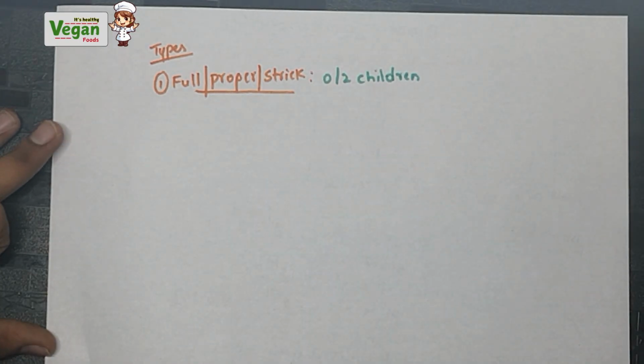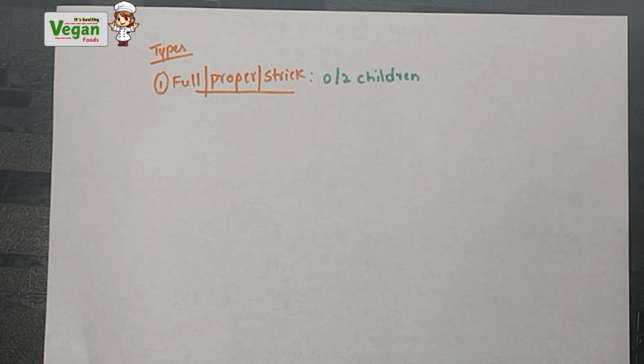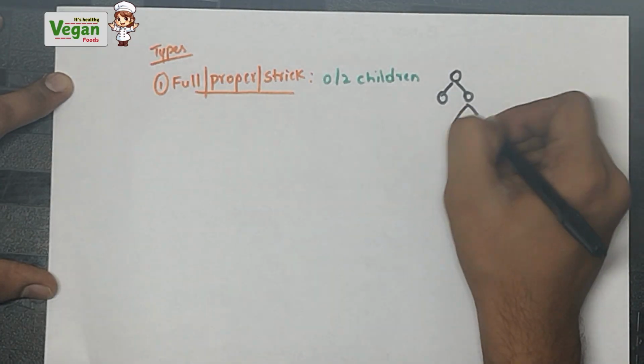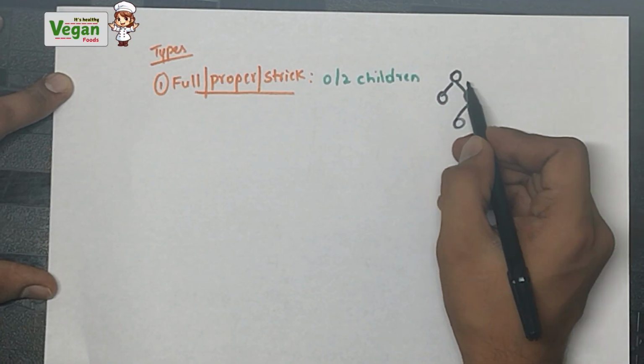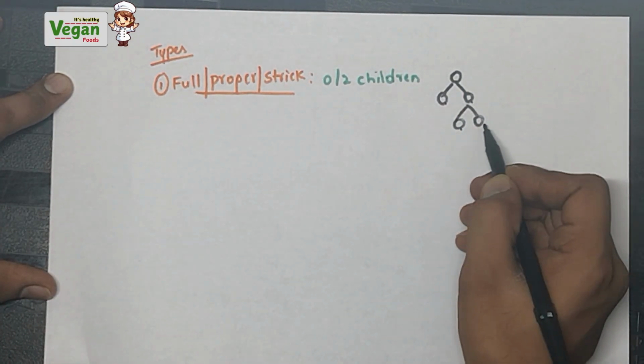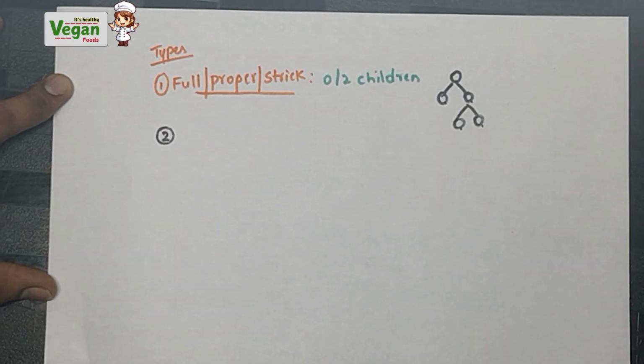I said that in a binary tree you can have 0 children, 1 child or 2 children. But in this full or proper or strict binary tree, there is only allowance for 0 children, that is a leaf node, or 2 children. Only this is allowed. For example, here, if you see, this has 2 children, this has 0 children, this has 2 children, this has 0 children, this has 0 children. This is the proper or full binary tree.